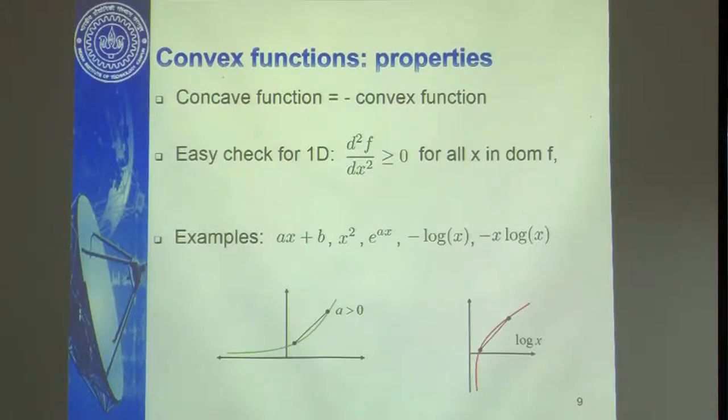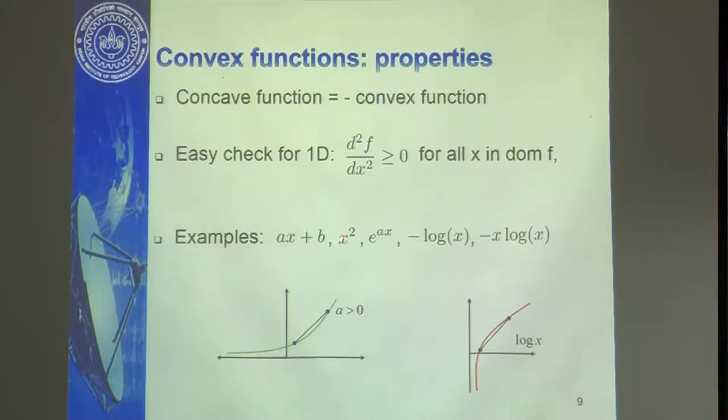What can we say about ax plus b in one dimension, a single line? Is it convex or concave? The second derivative of ax plus b is 0, so you could say it is both non-negative and non-positive. So it is both convex and concave. That is a property only of a line: it is both convex and concave.